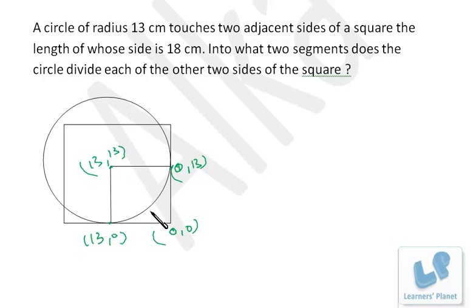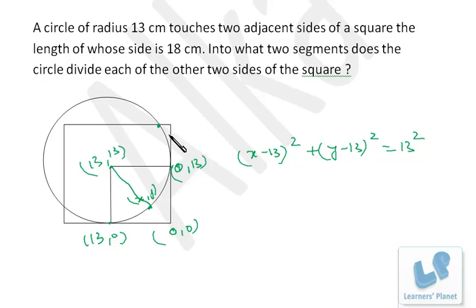Suppose any point on this circle is (x, y), any point, right? So (x − 13)² + (y − 13)² = 13². Obviously, we just used the distance formula. (x − 13)² + (y − 13)² is actually 13², that is the radius of this circle, right? Now we have to find out the coordinates of this point.